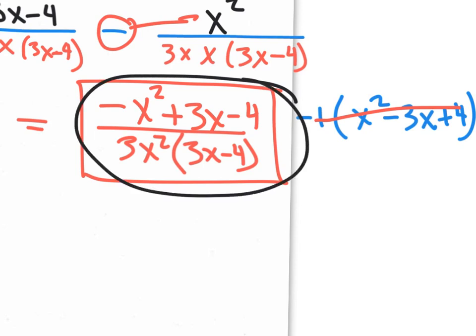Of course, on multiple choice tests, maybe you don't see this answer right here. They might actually distribute the denominator back, the 3x squared, distribute it back in and rewrite it as a quadratic trinomial also. But on my test, I would just leave it like that. Okay, I hope this helps.